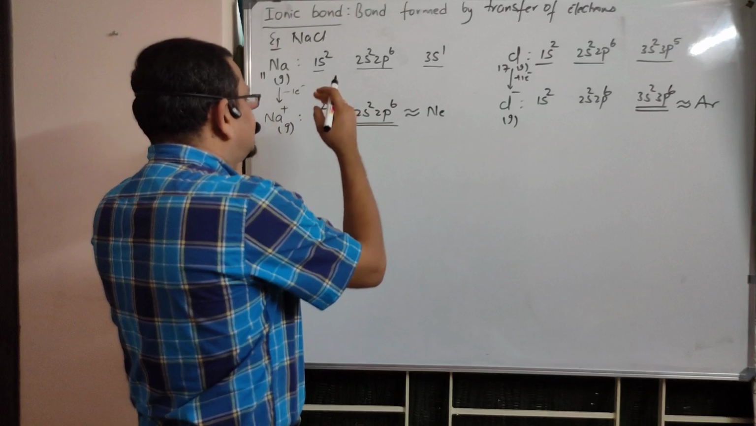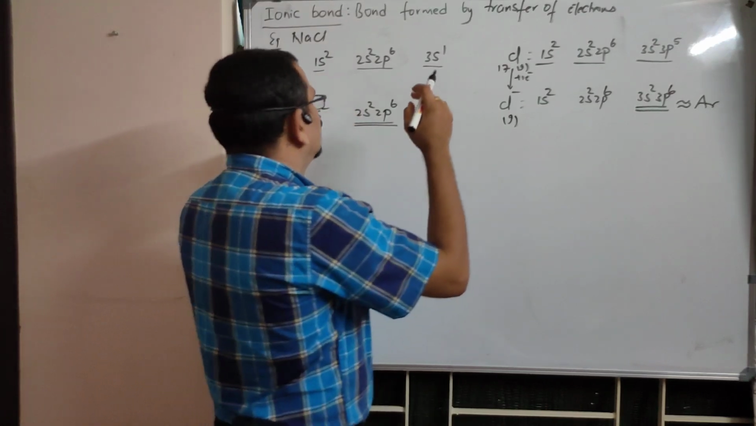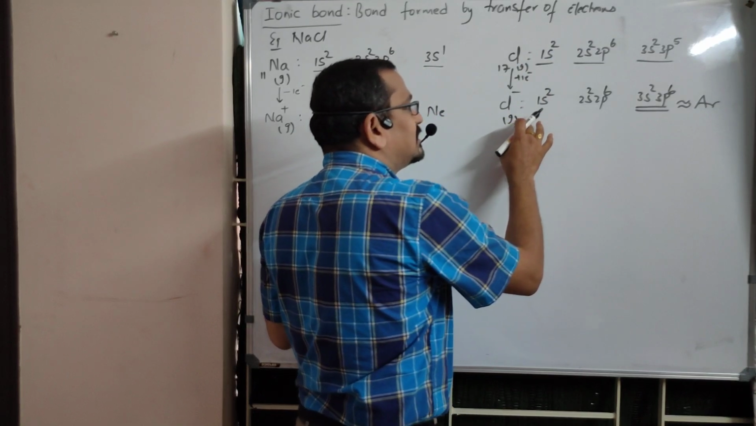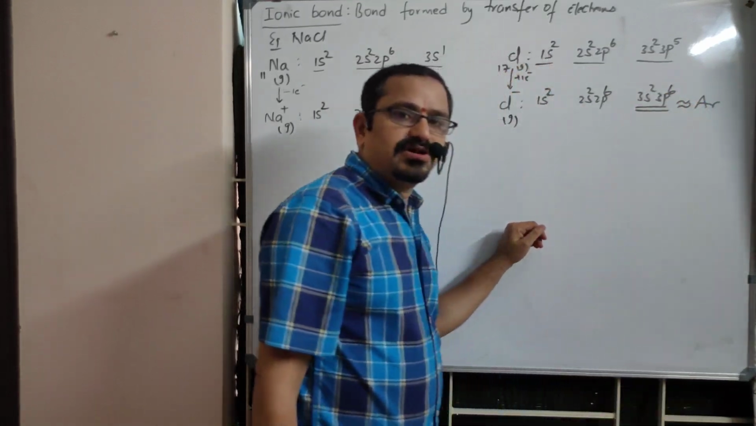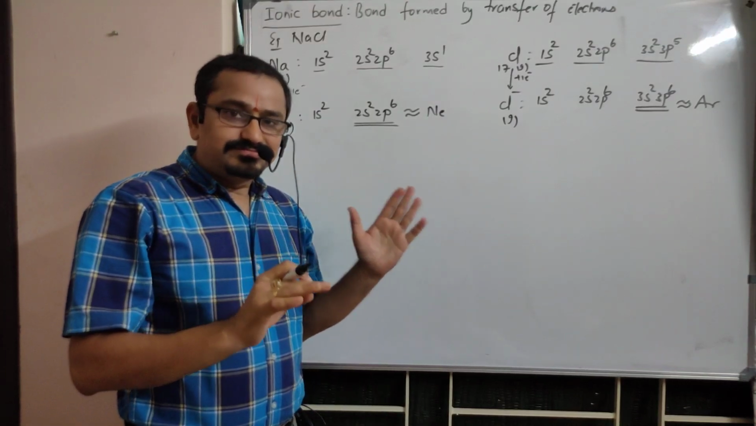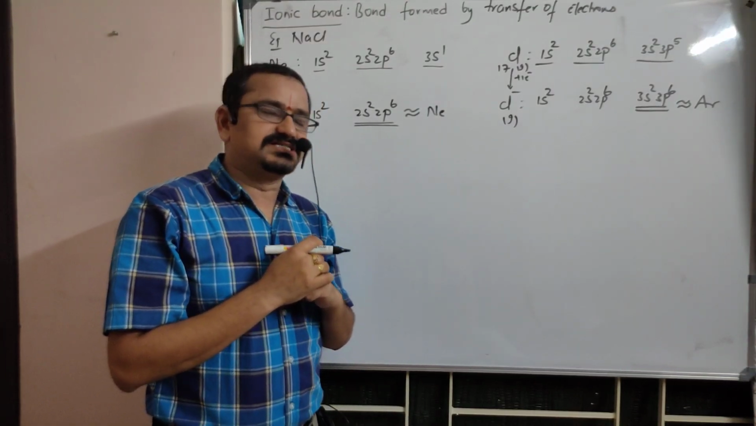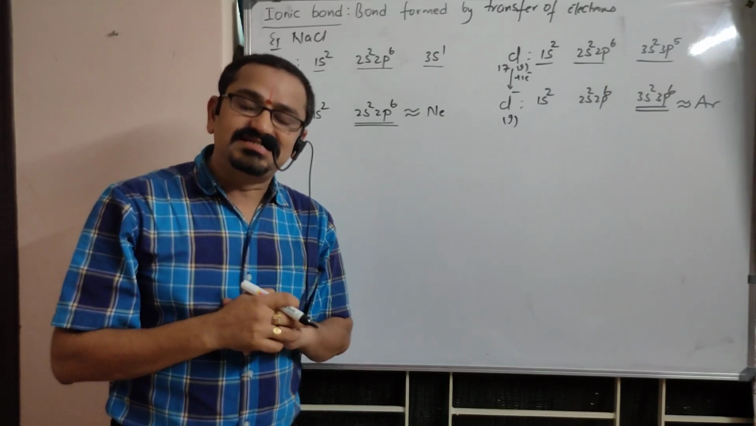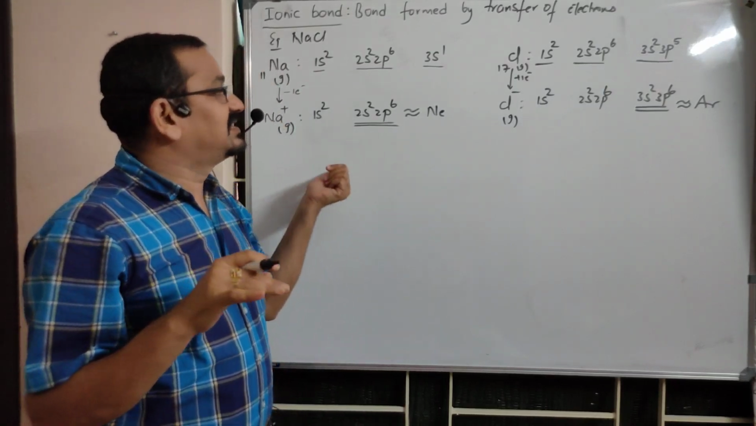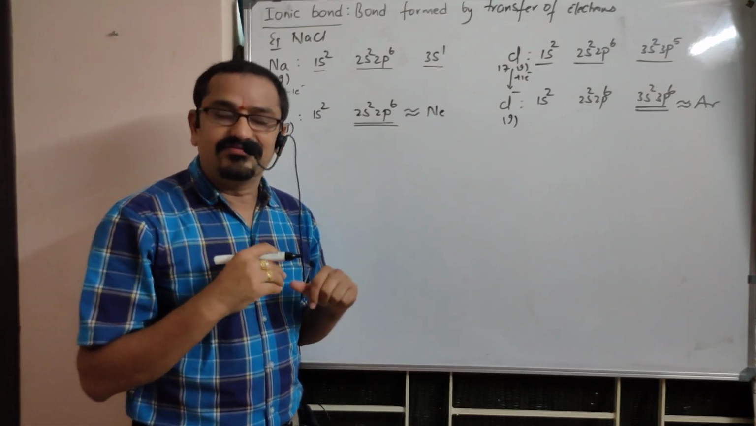Thus, sodium gets stabilized as Na plus ion with neon electronic configuration. Chlorine gets stabilized as Cl minus ion with argon configuration. Configuration wise, they are stable, but species wise, they are not stable because they are charged species. Neutral species is relatively more stable than the charged species. We are aware of that.